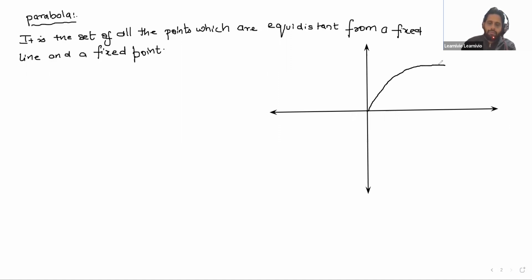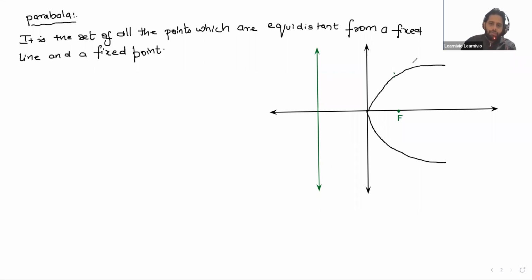So we have this curve, and if we take this line, a parabola is a set of all the points which are equidistant from a fixed line and a fixed point. Okay, so this is the parabola. If we take any point on this parabola, and if we take this fixed point, let this be F.